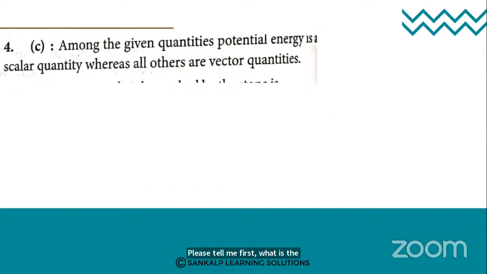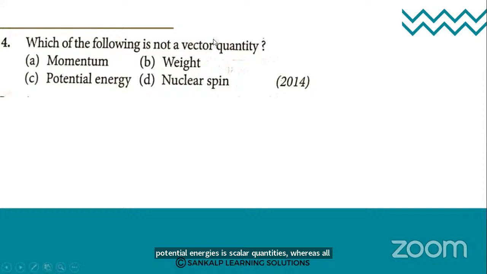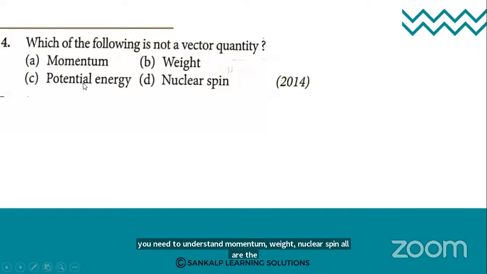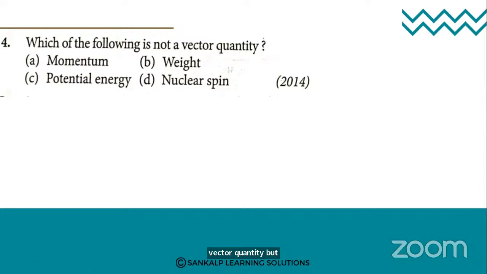That is potential energy. Among the given quantities, potential energy is scalar quantities, whereas all other are the vector quantities. Okay. So here, what you need to understand, momentum, weight, nuclear spin, all are the vector quantity, but potential energy is a scalar quantity. Okay.